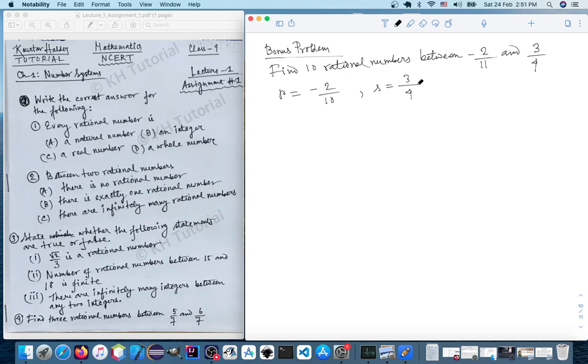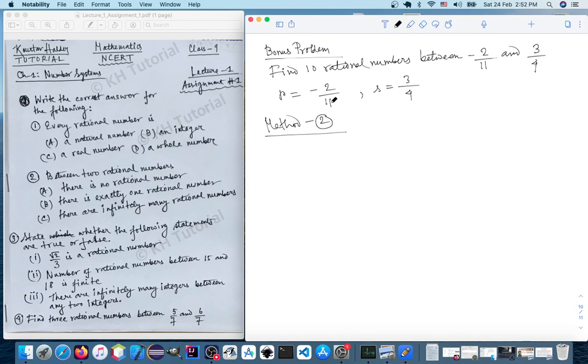We have to now find 10 rational numbers. Now, we cannot use method 1 to find 10 rational numbers. It will take a lot of time. It will take 10 steps. So, we will not use method 1. For this, we will use method 2. Let's see how method 2 is applied to find 10 rational numbers between R and S. The first step was to transform R and S into their equivalent rational numbers so that both R and S have the same denominator.